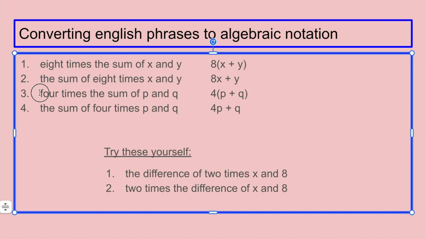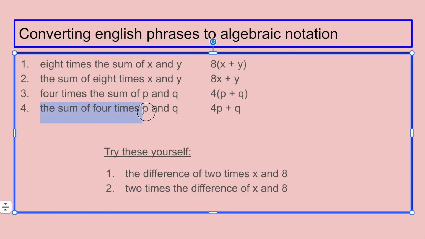Let's see this one. 4 times the sum of p and q. This is almost the same as the first one. 4 times the sum of p and q. Yes, the sum of p and q is multiplied 4 times. That is what this means. So first we add p and q and then we multiply it with 4.